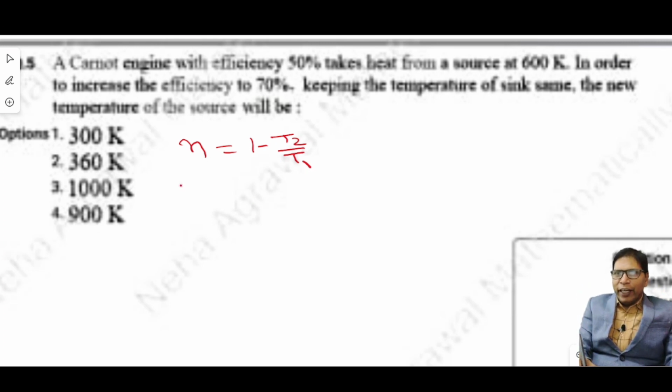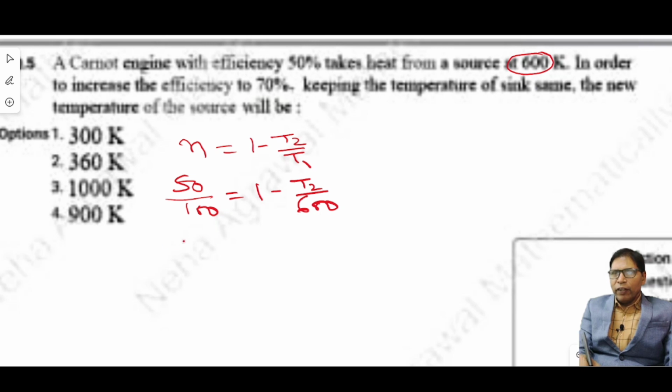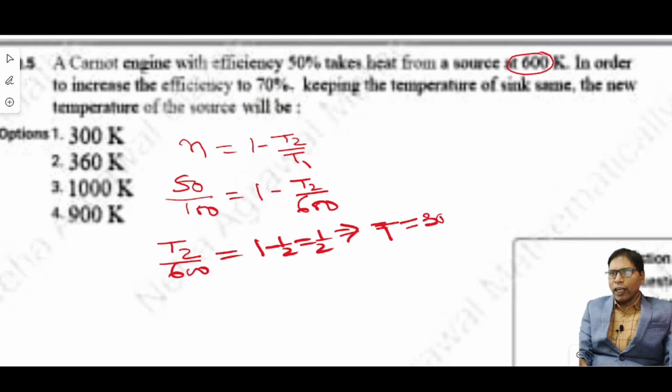Here, eta equals 50 by 100. This equals 1 minus T2 divided by 600. Therefore, T2 by 600 equals 1 minus half, that is, half. Therefore, T2 equals 300 Kelvin.